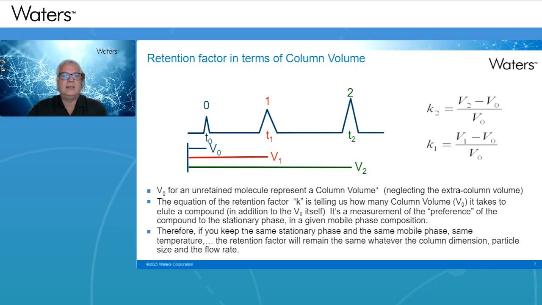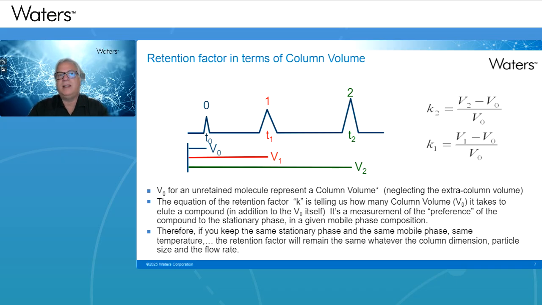The reason is it will be easier for all the calculation afterwards. So the definition of the retention factor, K prime or K1, K2 for the peak 1 and 2, is defined by V2, the volume it takes to elute compound 2, minus V0. So what we have here is the distance between 0 and 2. So the true volume where we have the interactions of the molecules with the stationary phase. And we divide by V0.